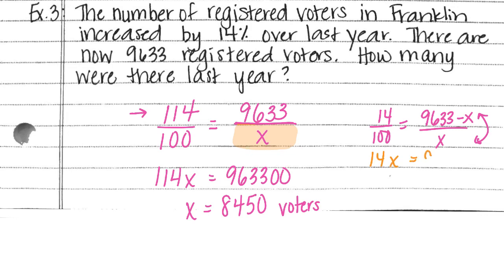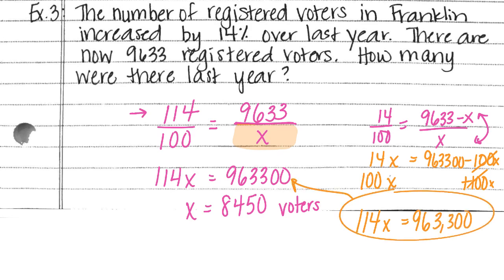Now, I'm going to show you that the same thing happens over here in orange. 14x is equal to 963,300 minus 100x. And look at what happens when I add that over. When I add that 100x over, don't I get the exact same thing that I just had? I do. So we know that I'm just skipping a step that's going to make your algebra a little bit easier.